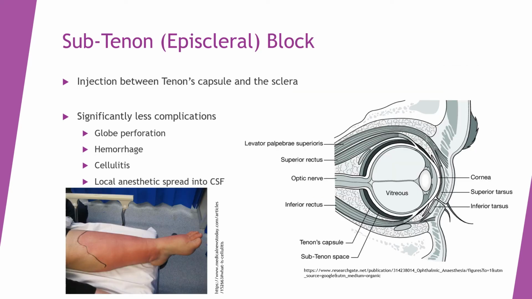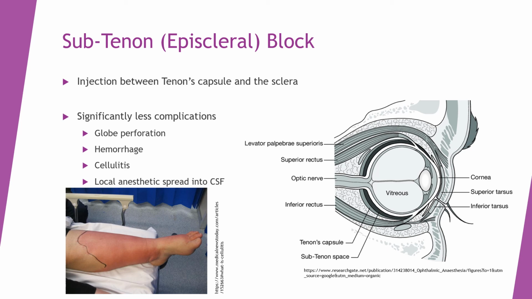Sub-Tenon block is an injection between Tenon's capsule and the sclera. Tenon's capsule is a sheath of the eyeball, basically, and a thin membrane that envelops the eyeball all the way from the optic nerve, which is the back way in the back of the eye, where the optic nerve exits the globe, all the way to the corneal limbus in the front. This membrane acts as a barrier of the eyes from the orbital fat and allows the eyes to move in an isolated space.